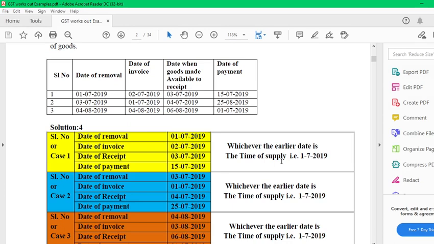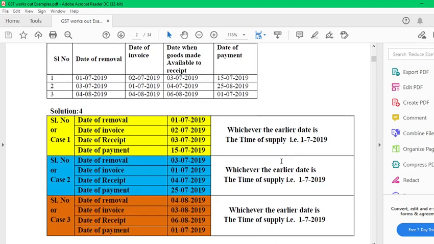The second transaction is: date of removal 3/7/2019, date of invoice 1/7/19, date when goods were made available 4/7/19, and date of payment 25/8/2019. You write all the four dates in a column and a row, then you find which is the earlier date. Therefore, 1/7/2019 is the earlier date, that is, the date of invoice is the earlier. Therefore, the time of supply is 1/7/2019.